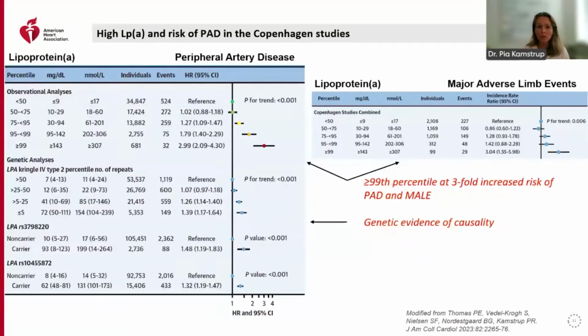For peripheral artery disease, we have recently demonstrated stepwise increases in risk of incident PAD with increasing Lp(a) levels, as seen on this slide, and with genetic evidence of causality with genotypes determining high levels also associating with increased risk. While the highest risk is found for Lp(a) levels in the top 5 or 1 percentile of the concentration distribution, that is, with levels exceeding 140 milligrams per deciliter or 300 nanomoles per liter, risk starts to increase already at levels above 30 milligrams per deciliter. In addition, we have also demonstrated increased risk of major adverse limb events in those with peripheral artery disease and high Lp(a) levels.